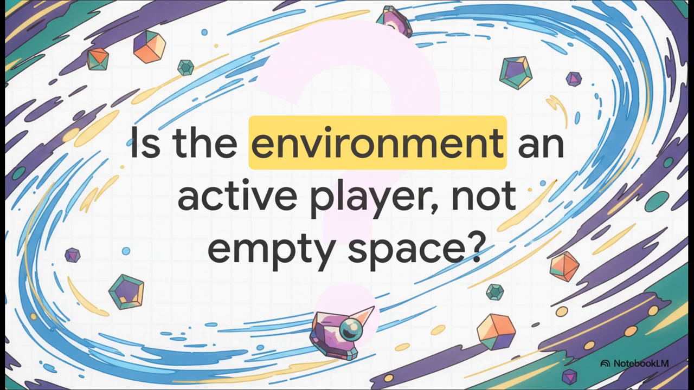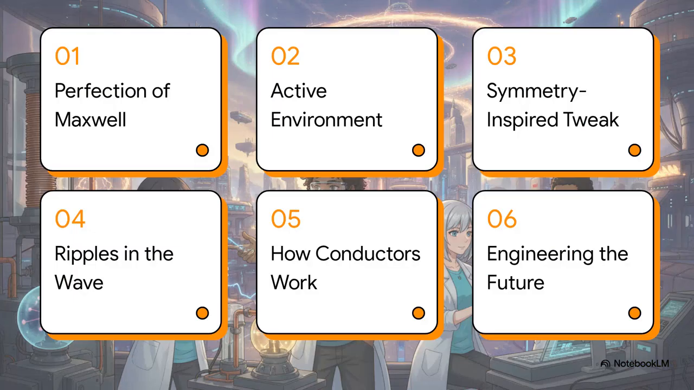That's exactly the question Dr. Rihan is asking. So today, we're going to see what happens when we shift our focus from a boring, passive vacuum to a dynamic, active environment. What actually happens when the space around us is a real participant in this electromagnetic dance? To get there, here's our roadmap. We'll start with the perfection of Maxwell. Meet the active environment. Look at a symmetry-inspired tweak. Explore ripples in the wave. Figure out how conductors actually work, and finally, wrap up with engineering the future.